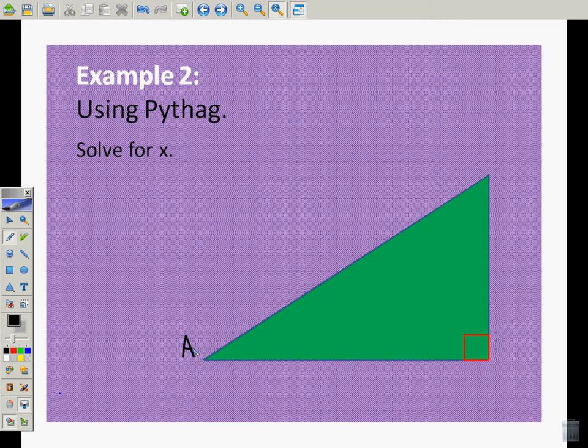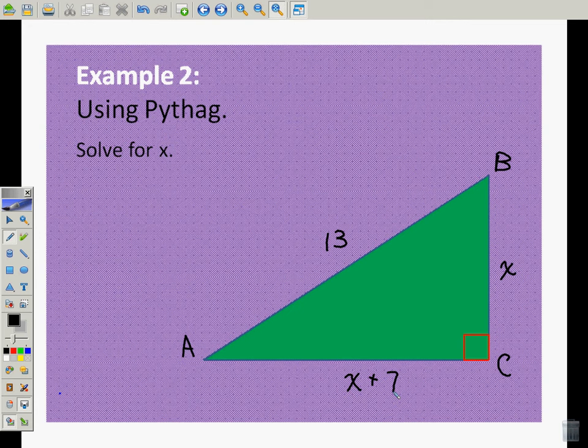I'm going to label A, B, and C, which are going to be the vertices of this triangle, where C is going to be the right angle. And then I'm going to give us some side lengths. This one's going to be 13. This one's going to be X. And this one's going to be X plus 7.